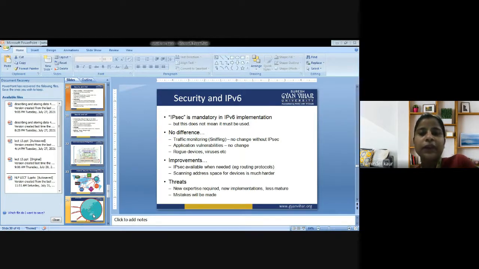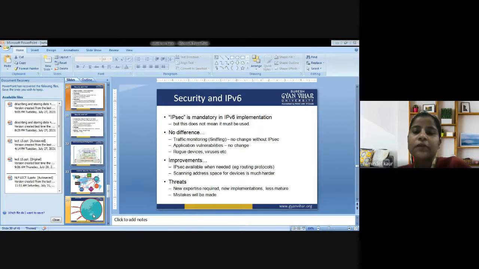Traffic monitoring, that is concerned with sniffing. That is no change without IP security. In addition, application vulnerabilities are there, so there is no change. Next is rogue devices, viruses, etc. could be there. So it made no difference between the two.